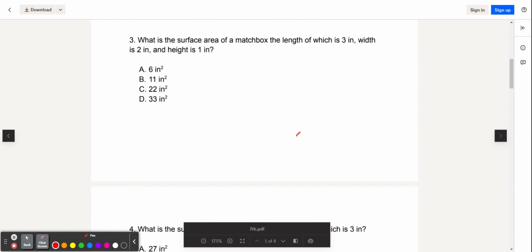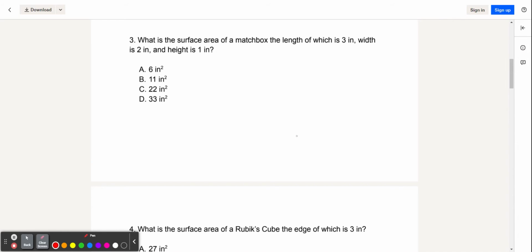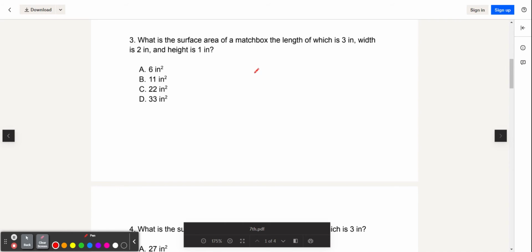Now, what is the surface area of a matchbox, the length of which is 3 inches, the width is 2 inches, and the height is 1 inch? A matchbox is a rectangular prism, so let's draw that out. But sadly, it's not a cube. However, they do give us the length, width, and height. It doesn't really matter which ones you mark, as long as you mark 3 different axes. I would say this part is the length, this is the width, and finally the height is the smaller side.